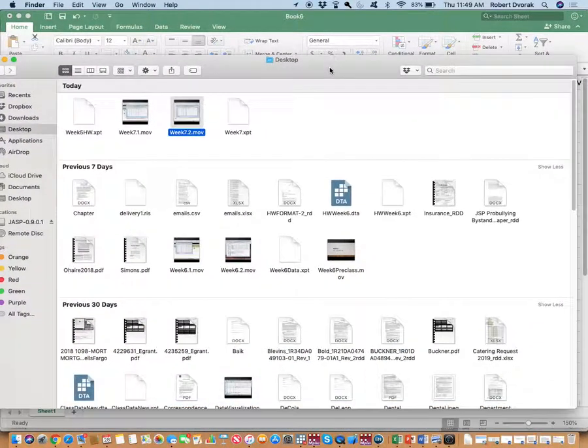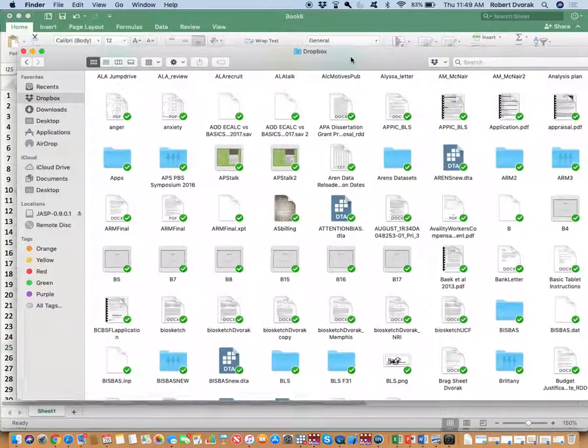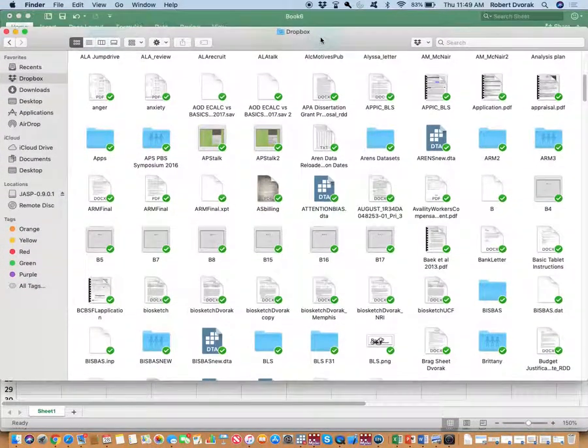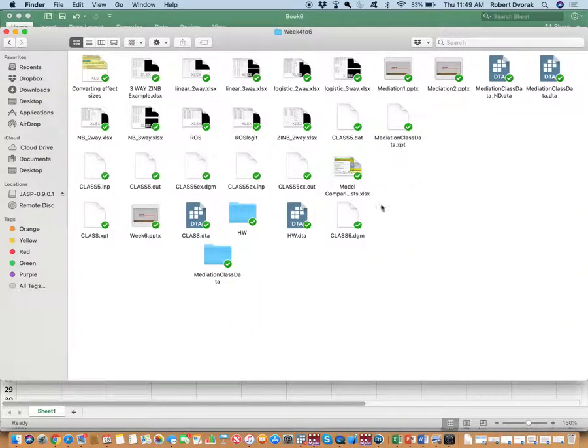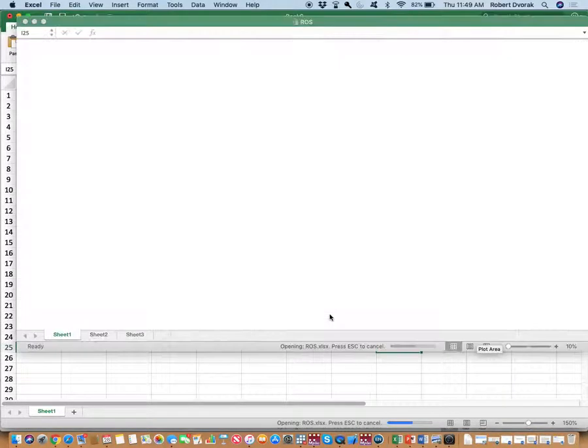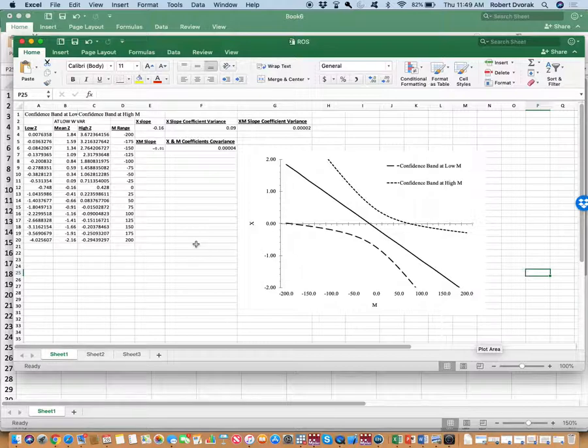I'm not going to have you guys make this one because it is a complicated formula, but you can download this. Don't download it right now. Just watch what I do, okay? I'm going to go into ARM 3. It's in here. Anybody see a graph that says ROS? There it is. So this is a graph that I made because I was a nerdy graduate student that liked to do stuff like this.